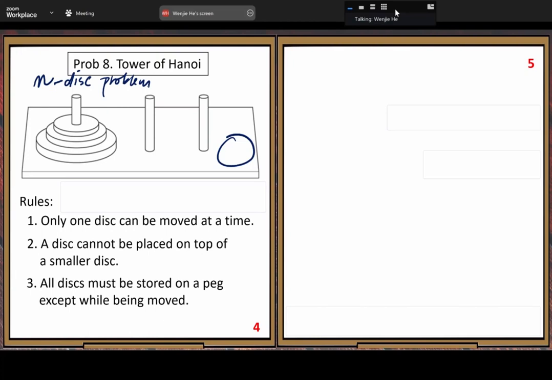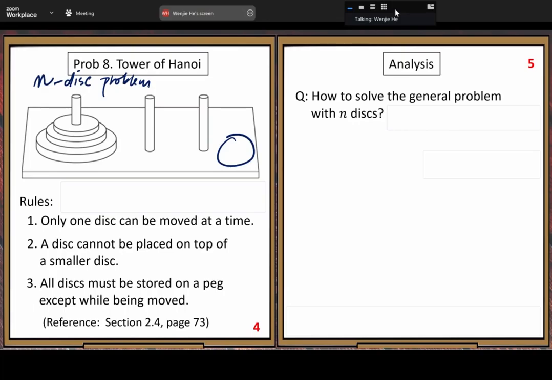Let's look at the analysis. How to solve the general problem with n disks. In problem solving, we need to use some strategy. And this strategy, I used several times before. Can you connect to that strategy?